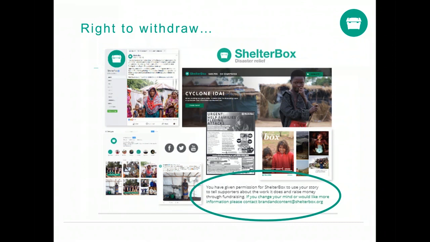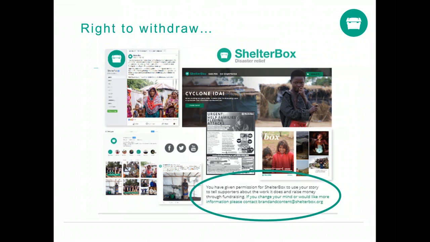Now, we know that not everyone necessarily has an email address, but we're also giving a phone number, and we know that not everyone has a phone. But at least if someone in the community understands that they don't have to, that they have the right to withdraw, then they have the option to here.